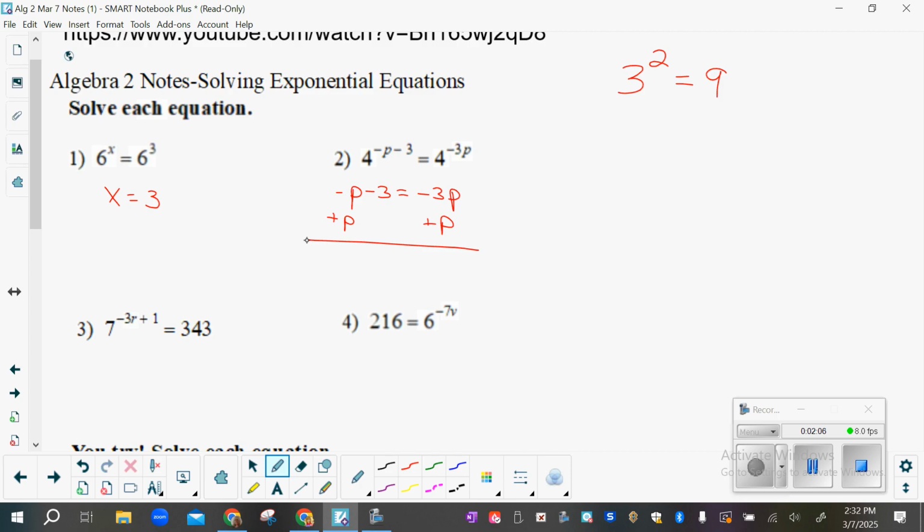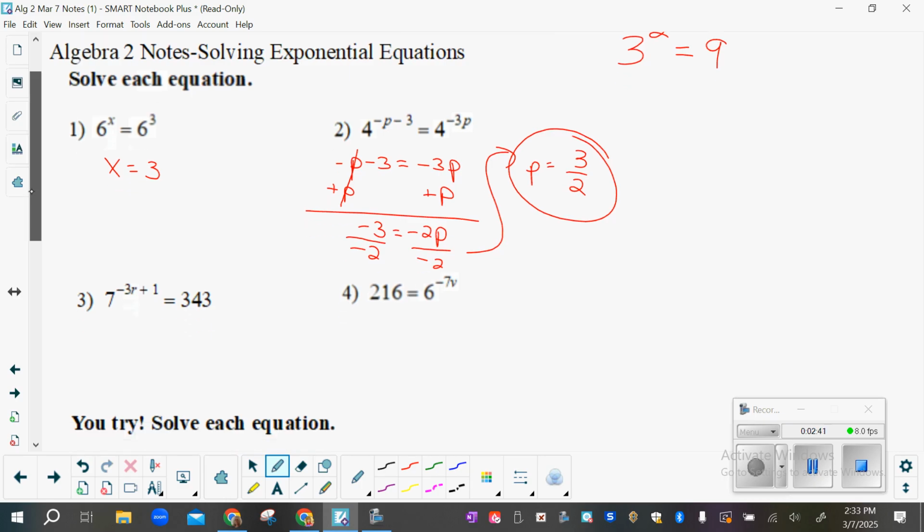So, add p to both sides? Raise your hand, please. Thank you for raising your hand. So we get negative 3 equals negative 2p. And then, Will, what would we do next? You could divide by 2. Divide by, what do we want? Negative 2. Good, negative 2. So then we get p equals positive 3 over 2. So we get our bases the same. It's all about the base today.